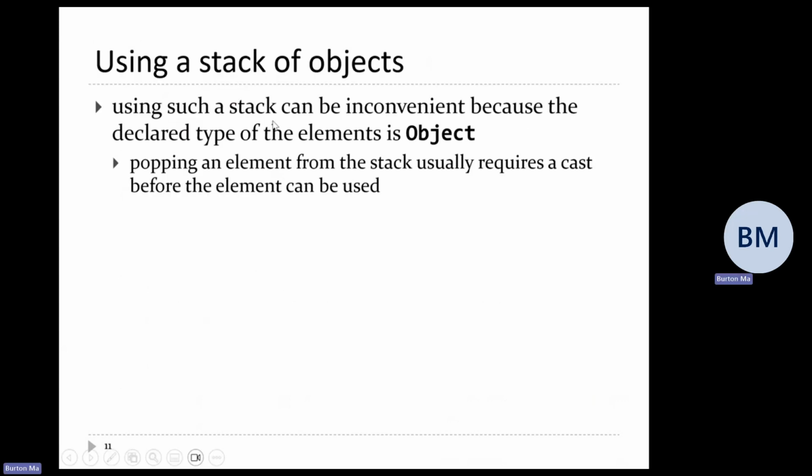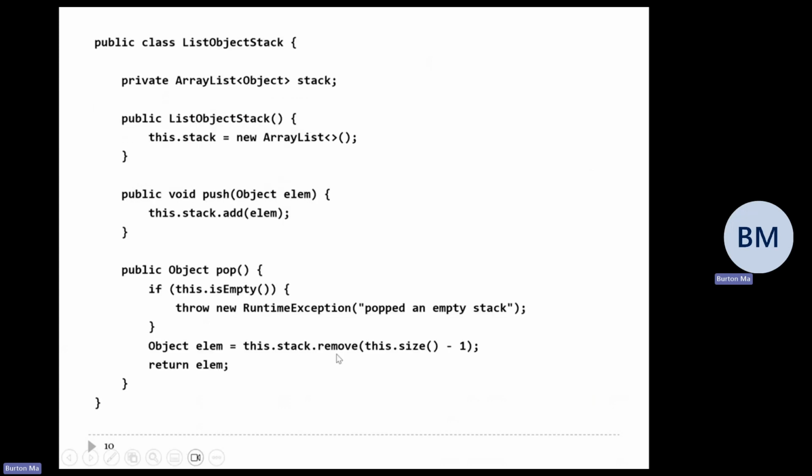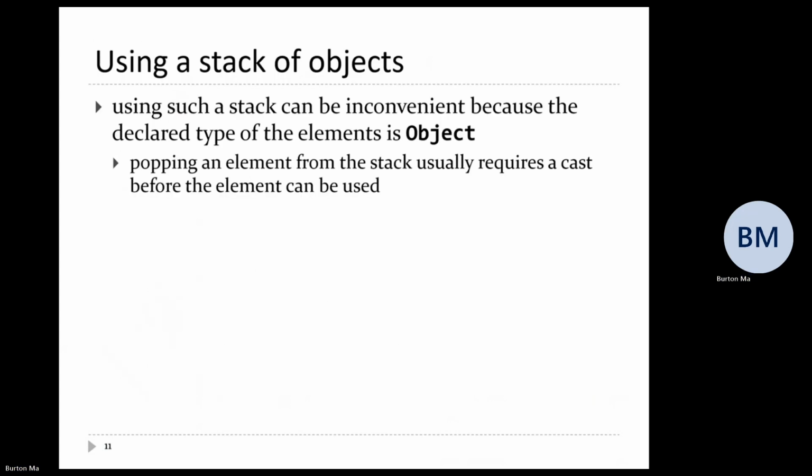The problem is that your type of element is declared to be Object. Normally when you have a stack or a list, you know what element type is in it. When you get something out of the collection, you know what's coming out is, for example, a string, and you'd like to be able to use it right away as though it were a string. The problem here is that whenever you pop something, you get an Object. And so when you pop an element from the stack, before you use the object, often you have to cast it to something else.